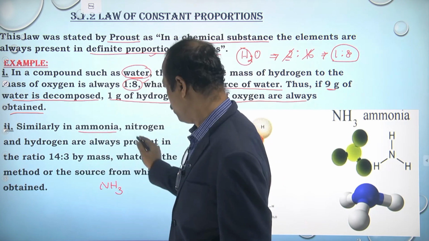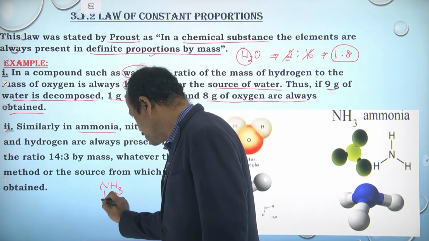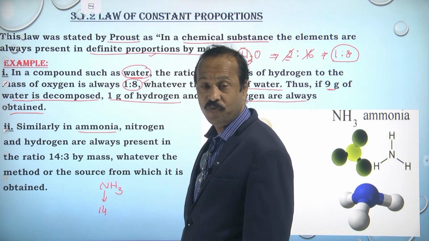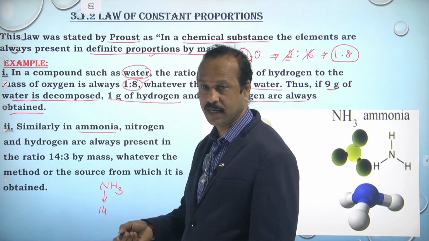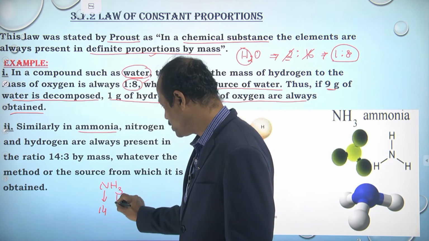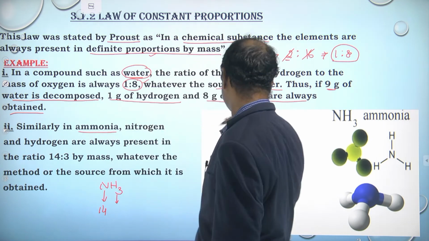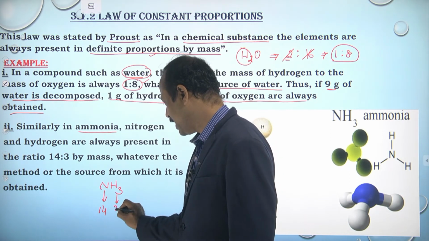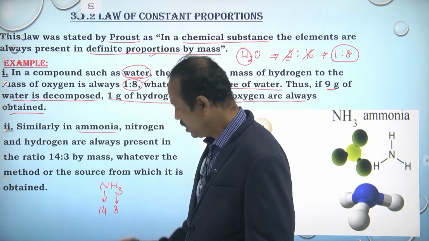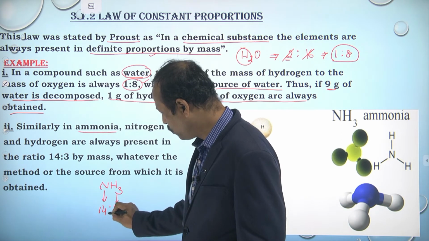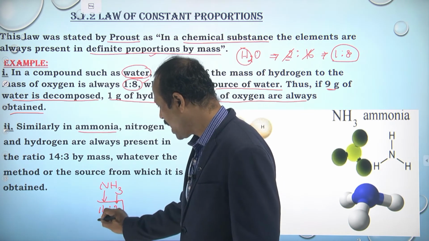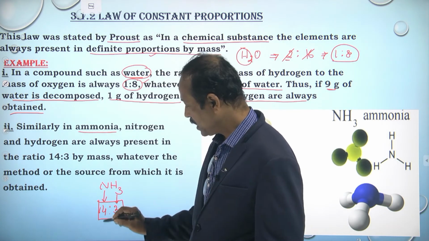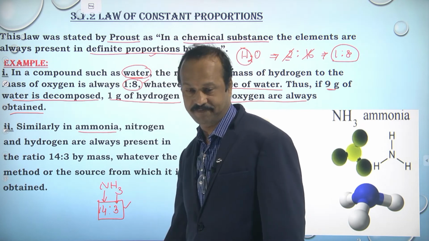So see here. Now nitrogen. You see the nitrogen mass is 14. Nitrogen atomic mass is how much? 14. Remember that. I will say it in this class only. Next, each hydrogen atomic mass is 1. We already studied here. How many hydrogens are there? 3 hydrogens. So 3 hydrogens mass is 3. Now the ratio of masses of nitrogen and hydrogen in ammonia is 14:3. How much is it?